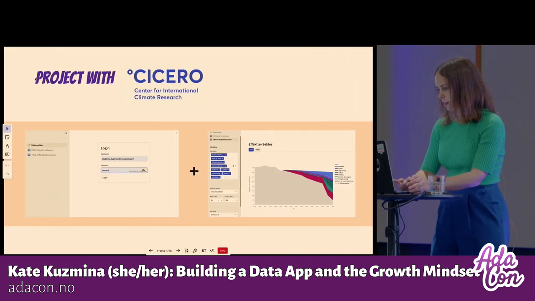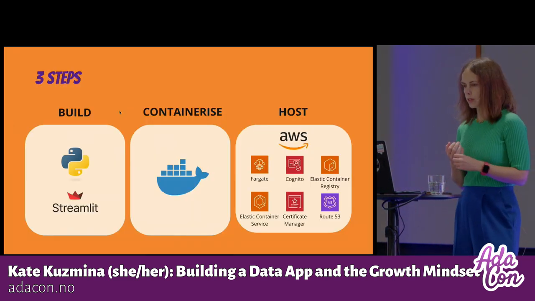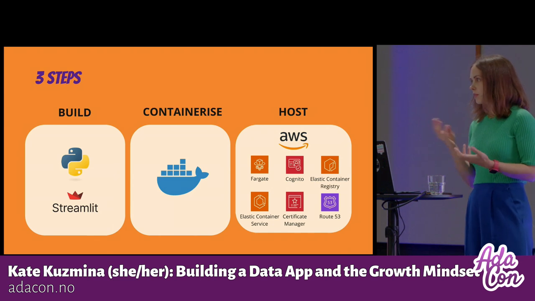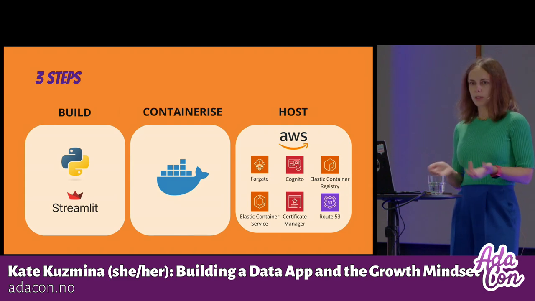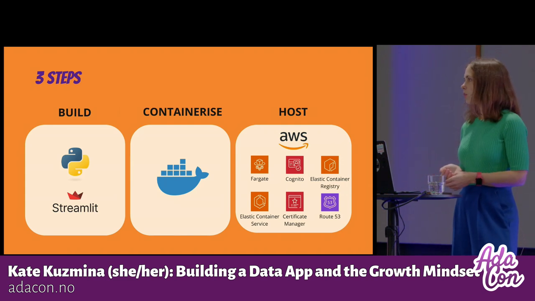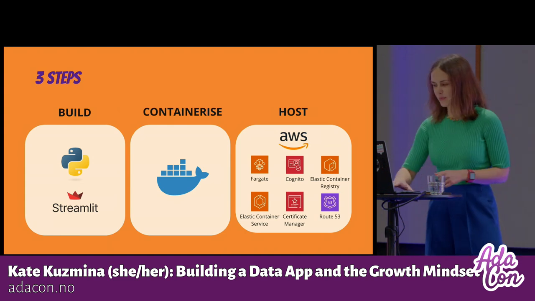Nice, and now let's dive into how to build such an app. There are three main steps. The first one is to build it locally using Python and Streamlit. The second one is to containerize it with Docker, and then we host it in AWS using different AWS services. And we will go through each step.